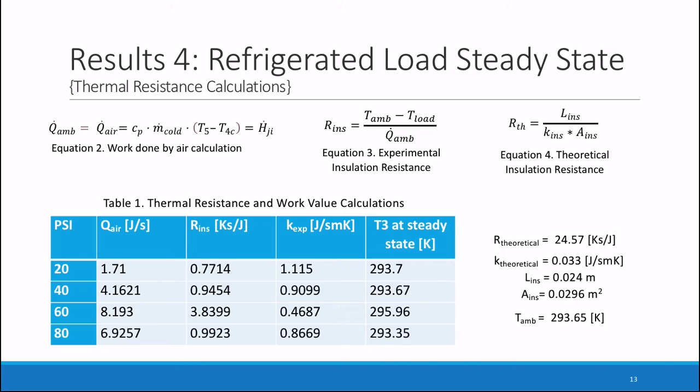Going back to the steady state analysis of the refrigerated load, the insulation thermal resistance, R_ins, can be measured experimentally and calculated theoretically. The experimental calculations are shown through equations 2 and 3 and in Table 1. From these calculations, the R_ins value ranges from 0.77 to 3.84. This is significantly smaller than the R theoretical value, 24.57, which can be seen to the right of the table and is calculated using equation 4. The relevant values for equation 4 are also listed under R theoretical.